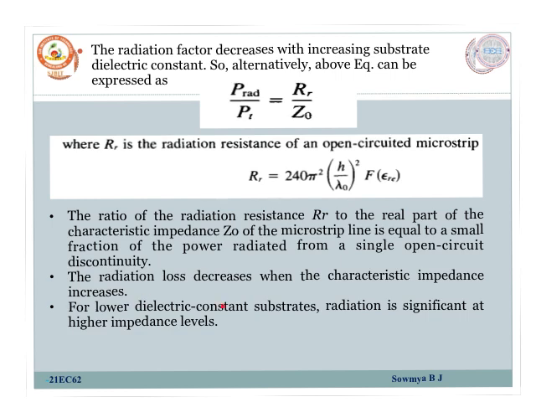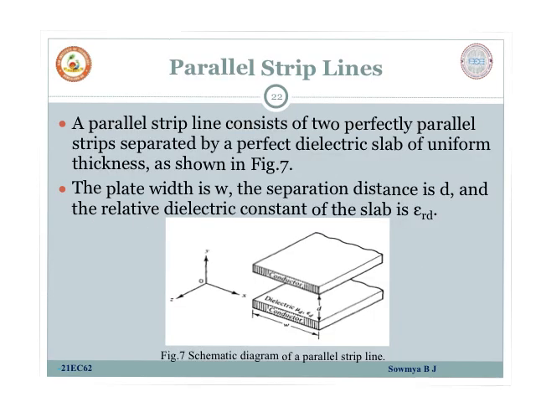For lower dielectric constant substrates, the radiation is significant at higher impedance levels. Whenever we consider higher impedance levels, the radiation is very much significant, and this is for lower dielectric constant substrates. Now let us discuss the parallel strip line.